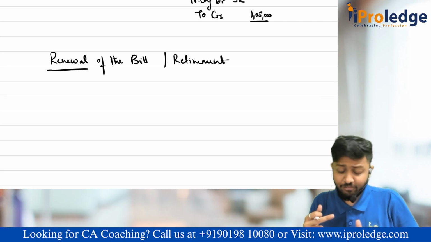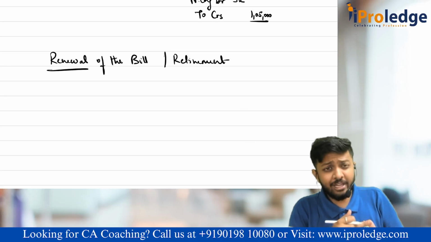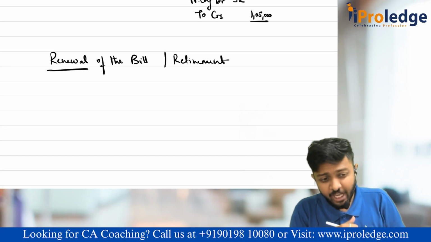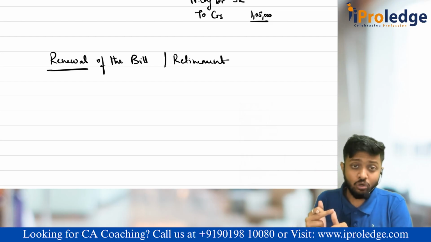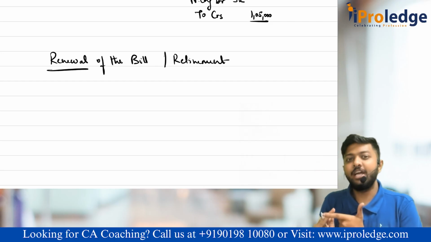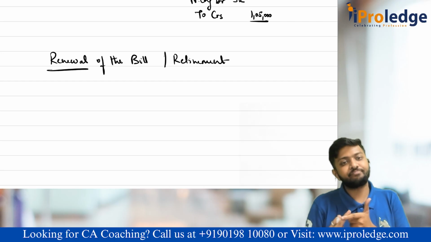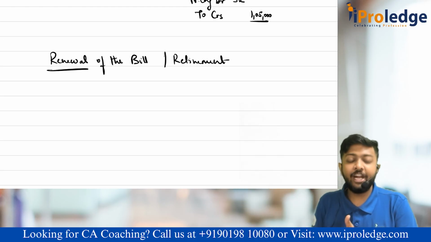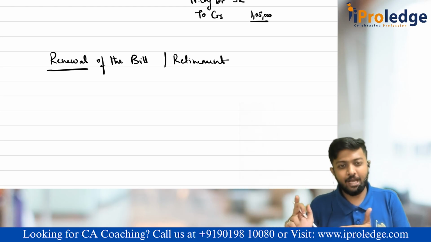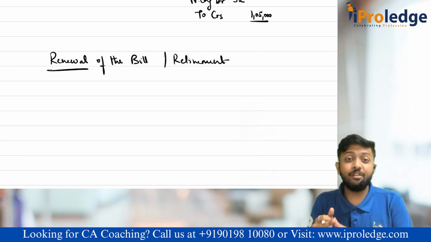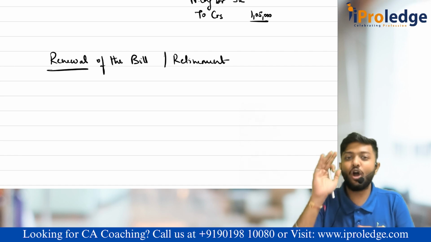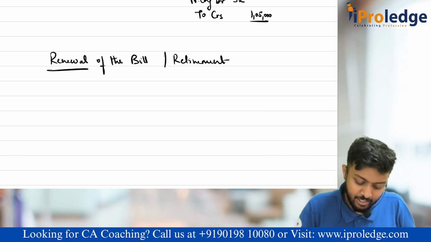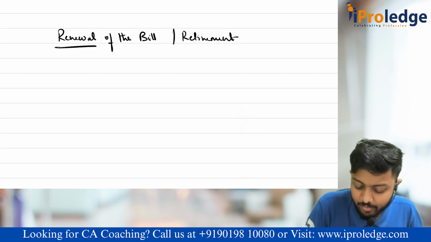Now tell me, in case of renewal of the bill, the interest is gained by whom? In case of renewal, the interest is gained by the drawer. In case of retirement, the interest is gained by the drawee. Clear? Done.